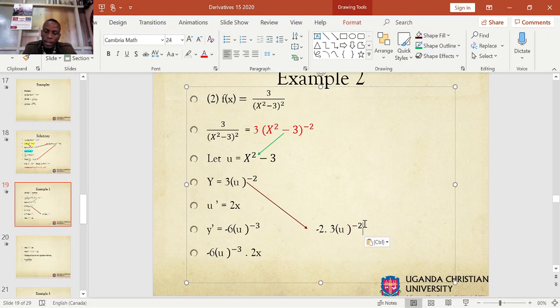Okay, and then recall our power rule. You multiply by the power and subtract 1 from the power, so this will be minus 1. Alright, so if I multiply this into that, it gives us the negative 6 into the u to the power negative 2 minus 1, which is negative 3. So that's how we came up to this.